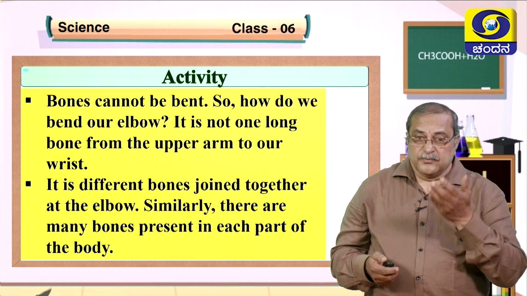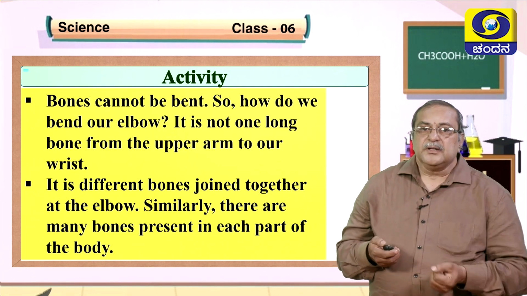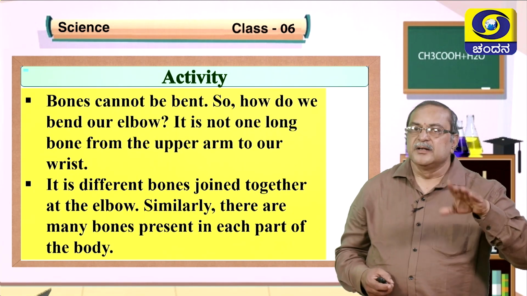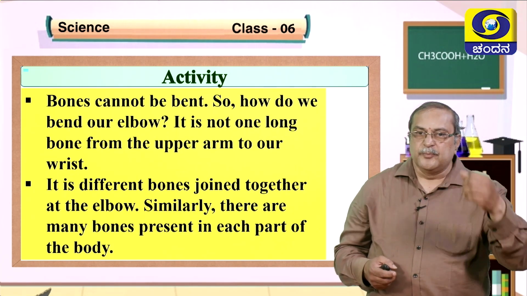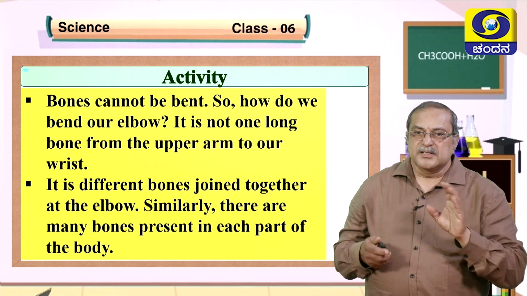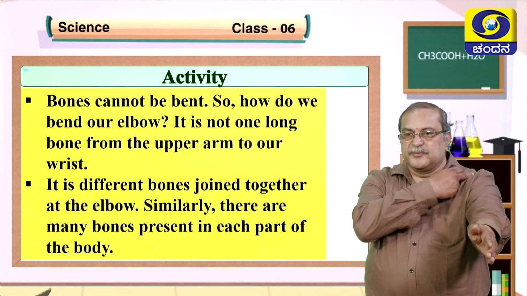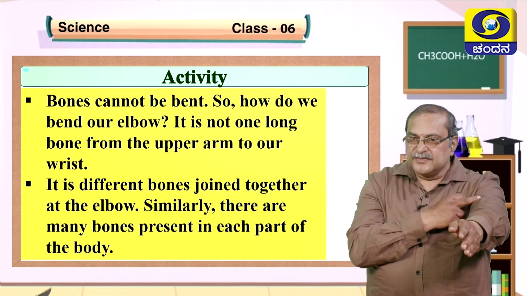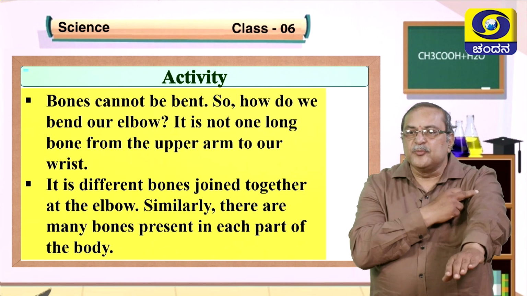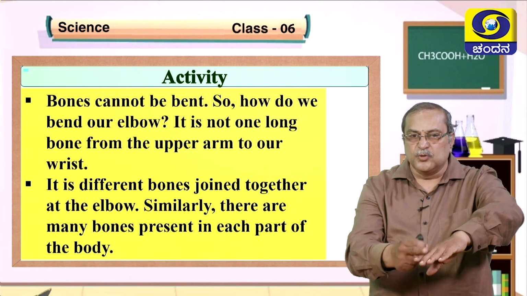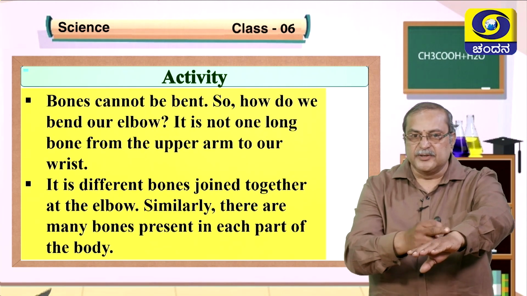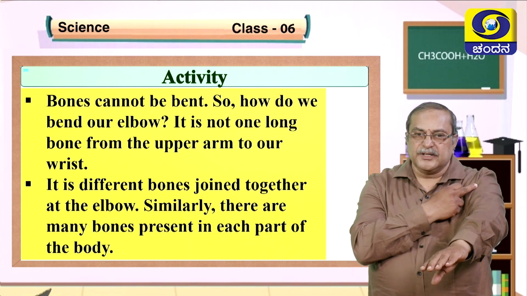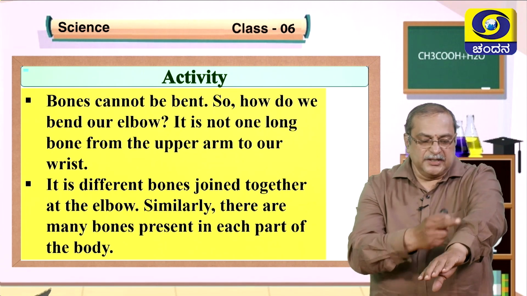So how will we bend our elbow or wrist? Okay, see, bones cannot bend, yet the elbow can be bent and the wrist can be rotated. It is not one long bone piece from here to here. The upper arm and the wrist are there, so by this we can say there are different bones here. The palm has different bones. From the wrist to the fingers they are different bones, and there are many bones present in each part of the body. Okay, at the elbow, from here to here and here to here, one joint is there.